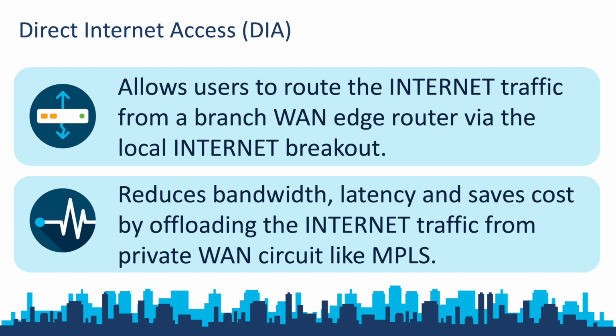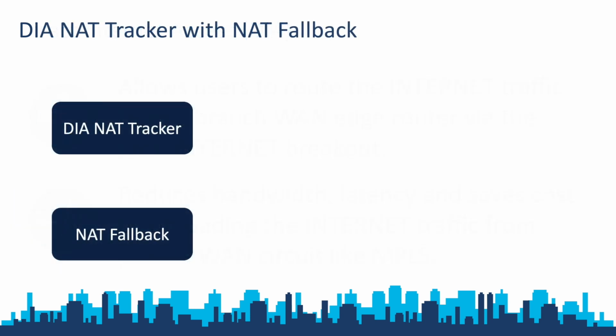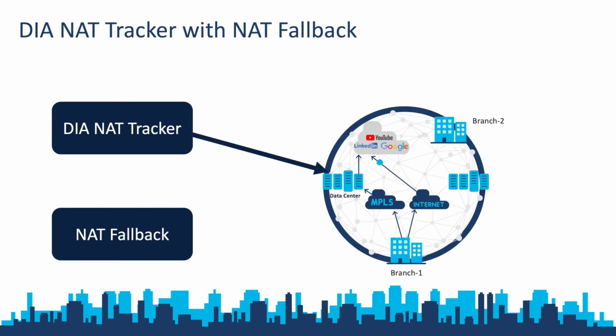Let's discuss the NAT DIA tracker and fallback. In the event when there is some outage along the local breakout or along the internet path, the branch router does not have a way of learning about this disruption. Hence, it will still be forwarding the internet-bound traffic on that circuit. As a result, the traffic will get dropped.